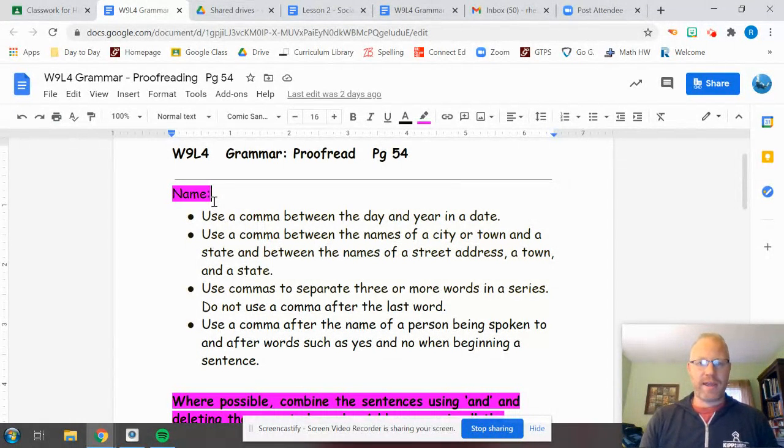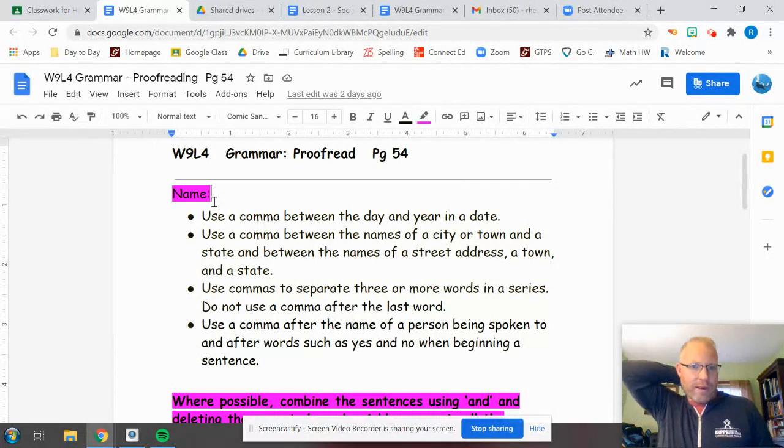Use a comma between the day and year and a date. So whenever you have a date like September 24th, comma, 1992. Use a comma between the names of a city or town. So Sicklerville, comma, New Jersey. And a state. So let's say it was Sicklerville, comma, New Jersey. Again. And between the names of a street address, a town, and a state. So if I said 222 North Avenue, comma, Sicklerville, comma, New Jersey.